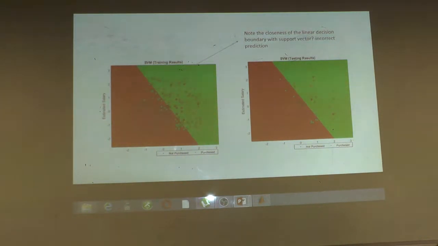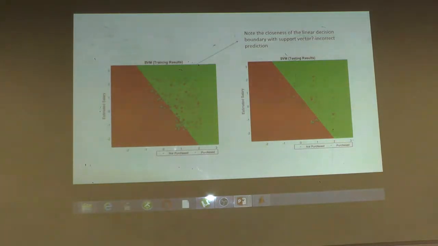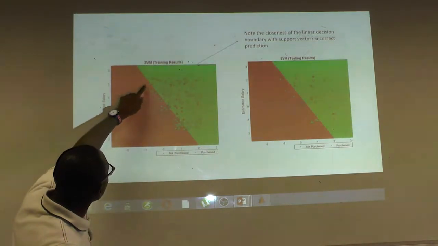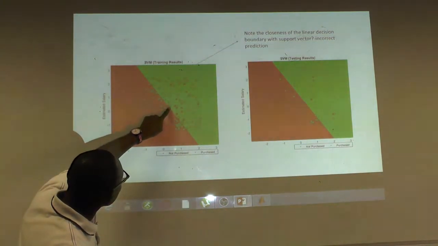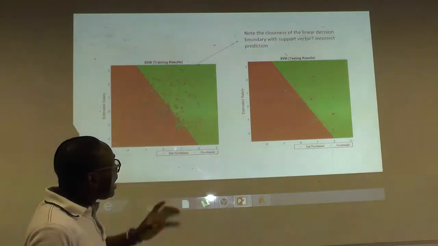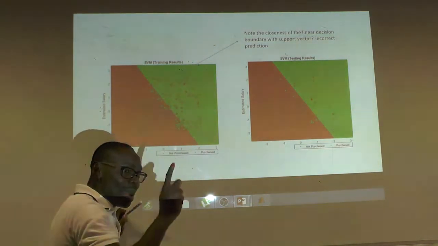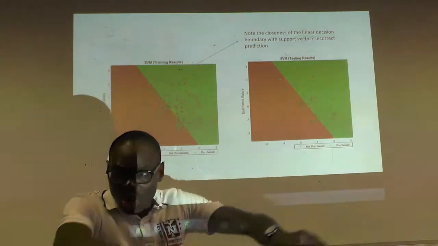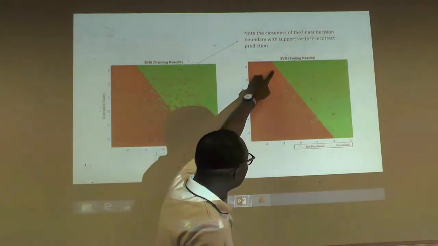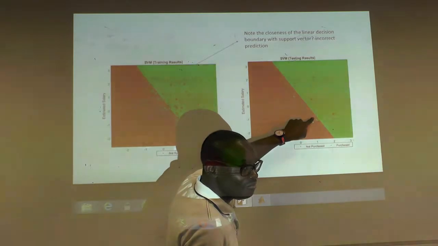I want you to see something here. I said, note the closeness of the linear decision boundary with the support vectors shows incorrect prediction. You notice here the purchase. Because they are on this line, it shows that default, because this is a default result, that the training is incorrect. You don't expect anything on the maximum margin hyperplane. They're supposed to separate each other. That's the beauty of it. If you come to the test one, we still see a few falling on that upper plane. Did you see the few of that?